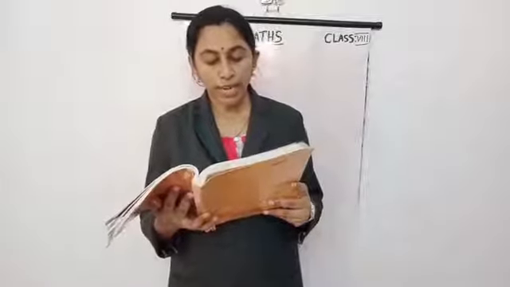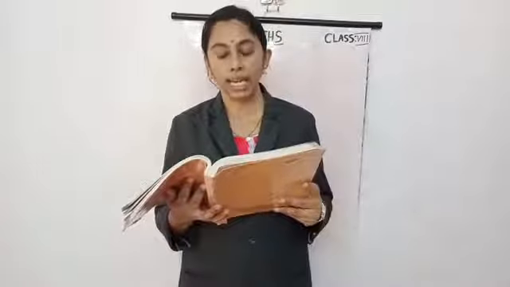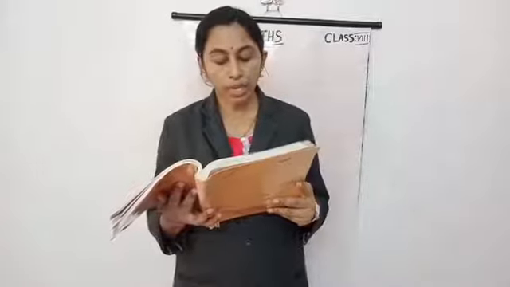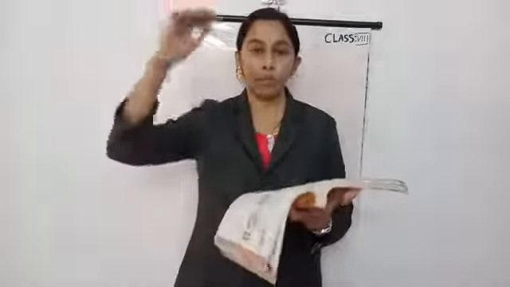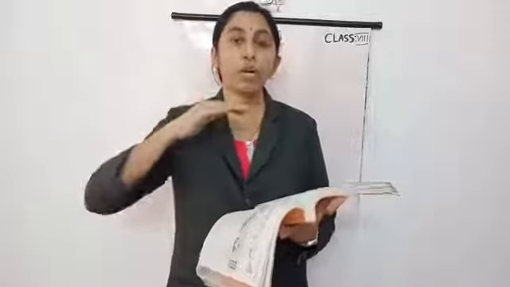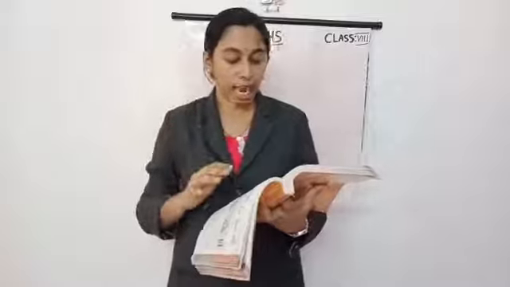Question number 9. The top surface of a raised platform is in the shape of a regular octagon as shown in the figure. Find the area of the octagonal surface. The top of a raised platform is the shape of a regular octagon. We need to find its area.